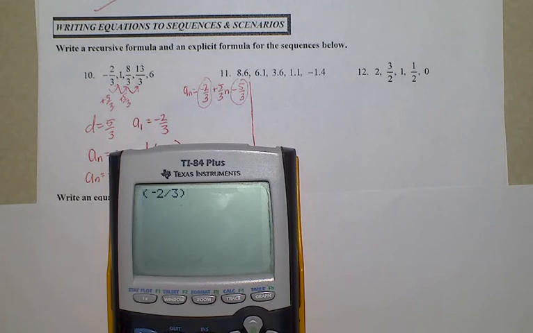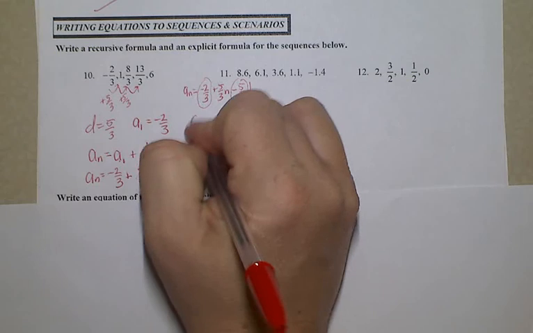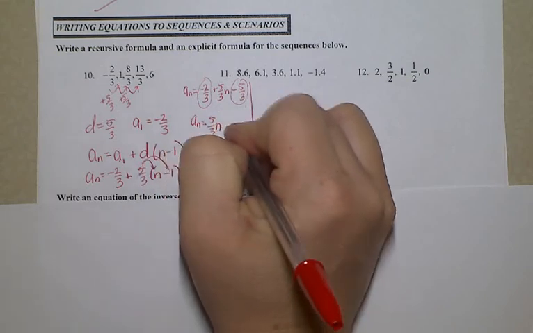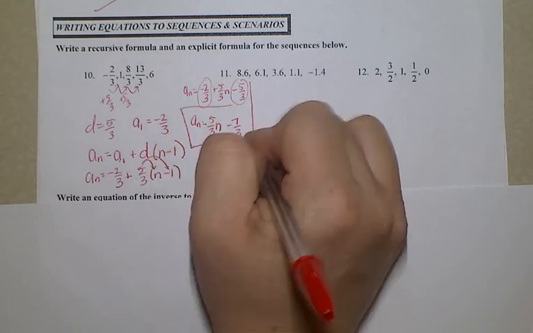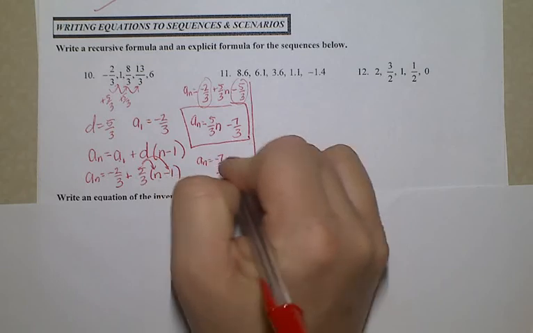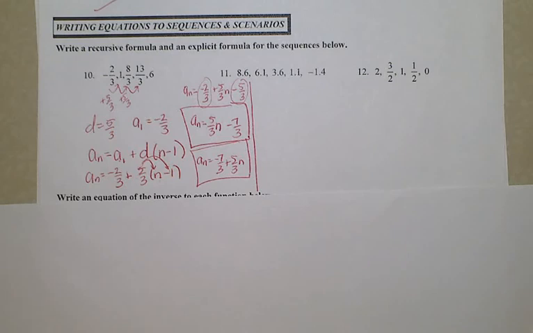So I'm taking -2/3 and I'm adding to it a -5/3. And I'm going to put it back into a fraction. -7/3. So a sub n equals 5/3 n minus 7/3. Now, is it acceptable to switch the order and write -7/3 plus 5/3 n? Absolutely. Either one of these would be acceptable. Turn to your partner. 30 seconds to go over how do we get that. Go ahead, please.